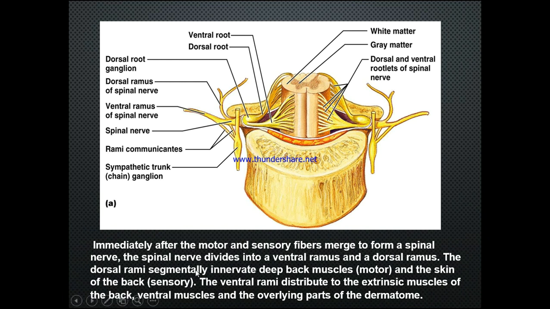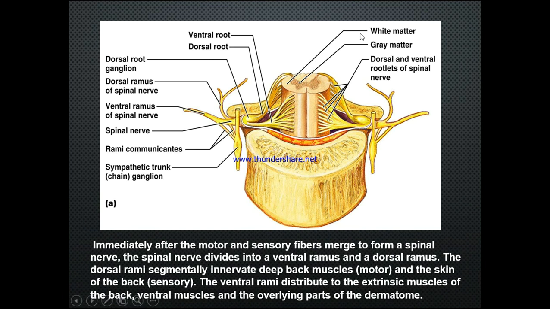Then the dorsal rami segmentally innervate the deep back muscles with this motor response, and the skin of the back with this sensory information, so we can feel sensation on the back. Ventral rami distribute to the extrinsic muscles of the back, the ventral muscles and the overlying parts of the dermatome, which we've discussed. The dermatome can become damaged, this could be due to something such as an intercostal nerve block. During a chest drain, if the nerves are hit, this nerve region can be damaged.